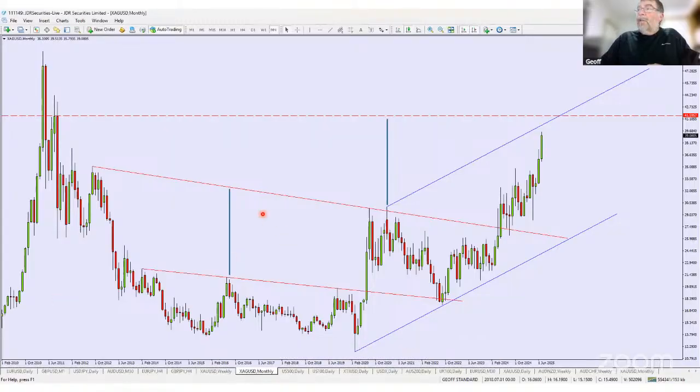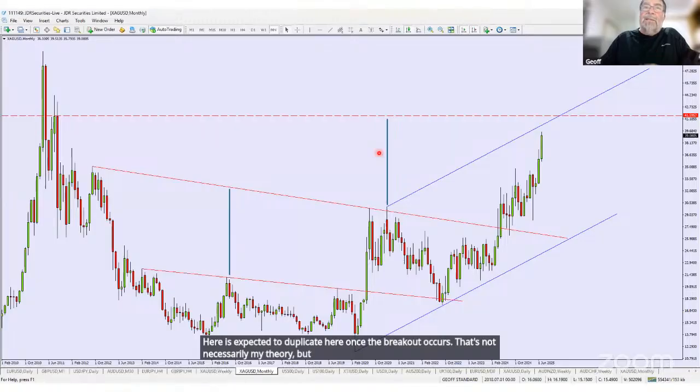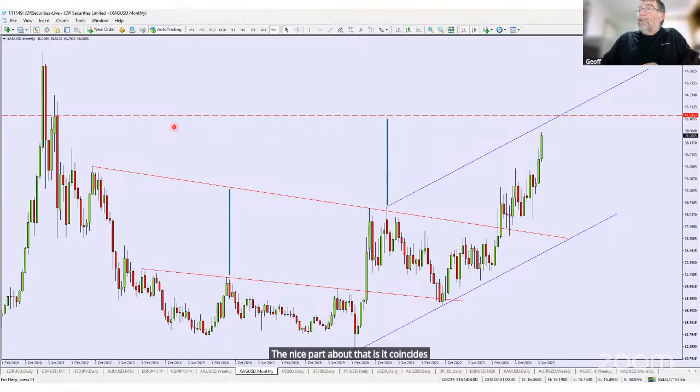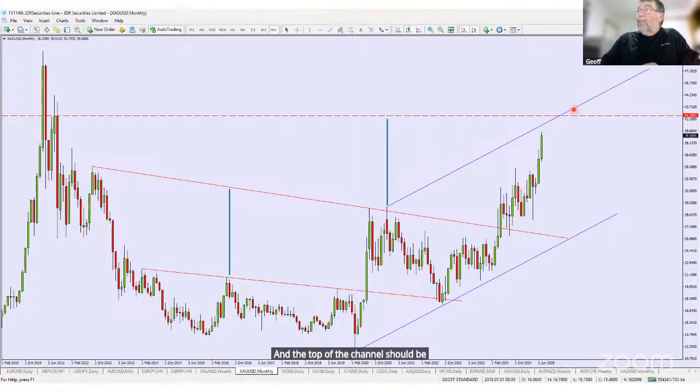What I've marked here is the neckline once again, and the measured move. What is expected to happen here is expected to duplicate here once the breakout occurs. That's not necessarily my theory, but it's a working theory, and a lot of people will go by that. And it often happens that that's the case. The nice part about that is it coincides with my thesis that this level here is strong, and the top of the channel should be an excellent opportunity to look for a trade.